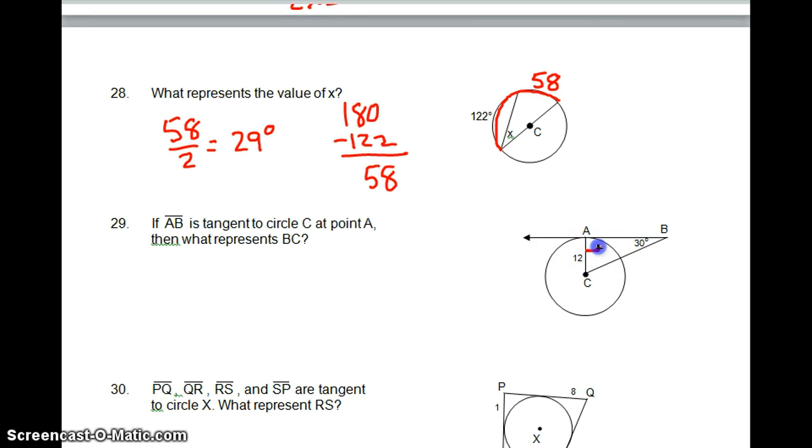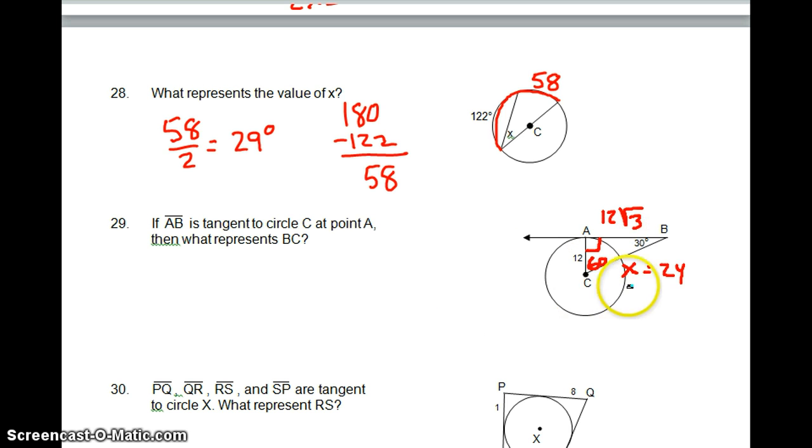Number 29. If AB is tangent to circle C at point A, what represents BC? Well, this is another right triangle, and if this is 30, this will be 60 over here. We want to find BC, so we can use our rules for 30-60-90 triangles. And that would make this 2 times the short side, which is 24. And this would be 12 square root of 3 up here.